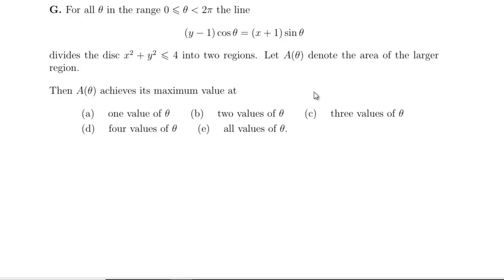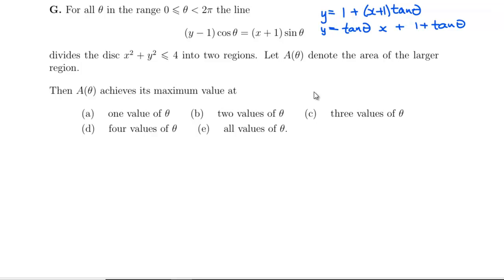Okay, so what have we got going on then? So this is just a straight line though, isn't it? So it's just a straight line. Let's get this into something a bit more sensible. So y is equal to 1 plus x plus 1 times tan theta. So y equals tan theta x plus 1 plus tan theta. Right, so that's what we've got as our setup.